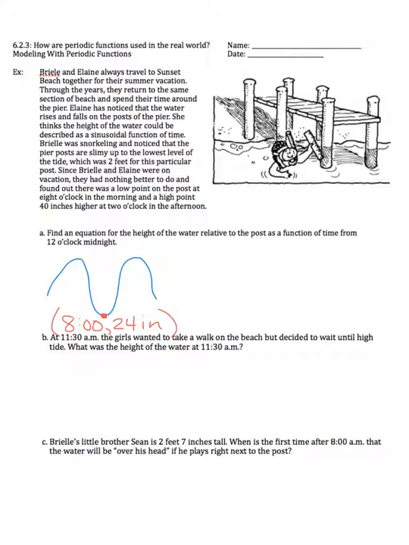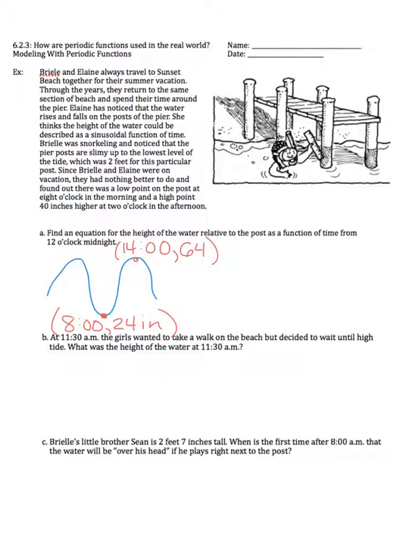And then the next thing that they tell us is that the high point is 40 inches higher at 2 o'clock in the afternoon. So 2 o'clock in the afternoon would be 14 hours after midnight. And then 40 inches higher than 24 would be 64. And that's pretty much all you need to write a sine or cosine equation.